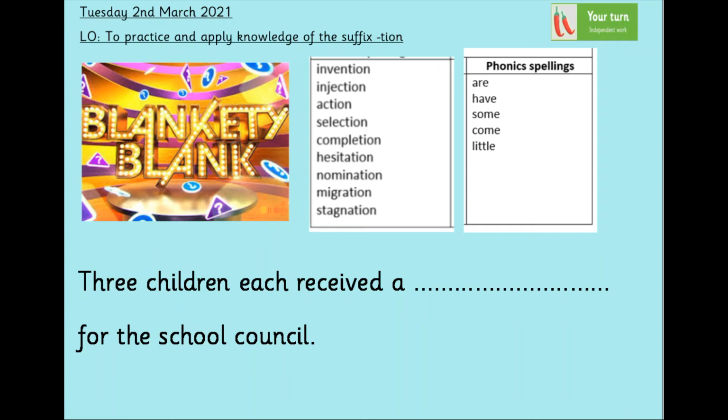Did you get it? Let's check together. So the blank for that sentence was nomination. Three children each received a nomination for the school council. Okay, 7 spellers, that's you done too. 9 spellers, we've got two more blanks to find.